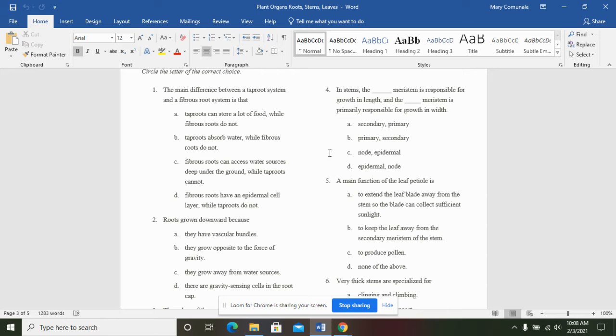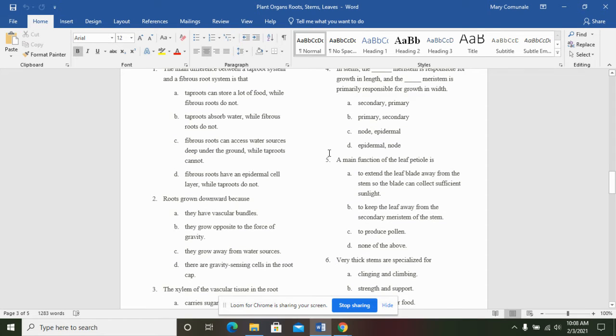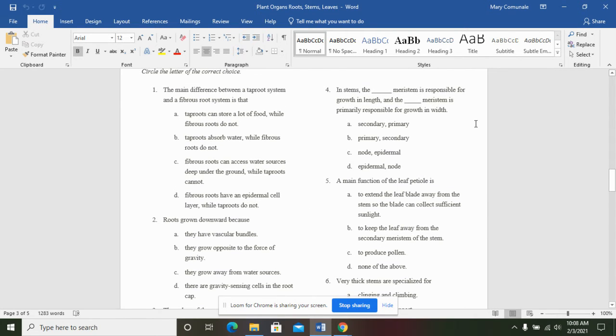Number 2, roots grow downward because they have gravity sensing cells in their root caps. That's going to be D. Let's go up here and do number 4. In stems, the blank meristem is responsible for growth in length, and the blank meristem is primarily responsible for growth in width. So it's going to be the primary, secondary option there. Primary is going to be doing the height, secondary is going to be going wider, so B.